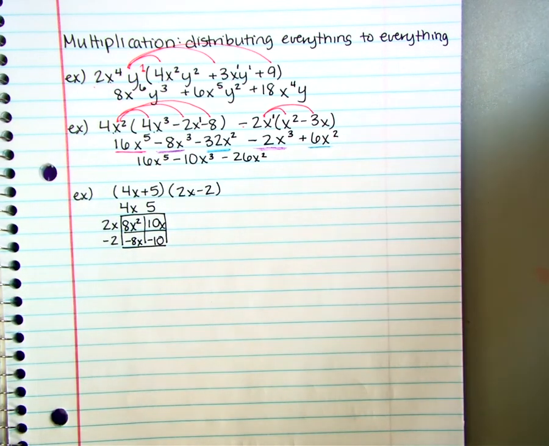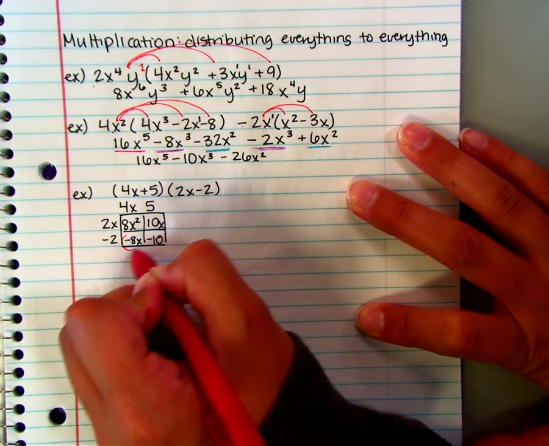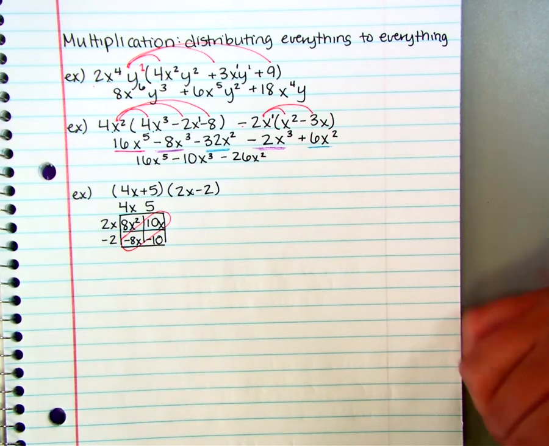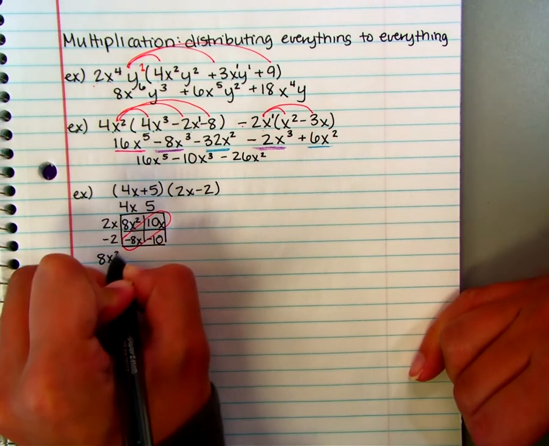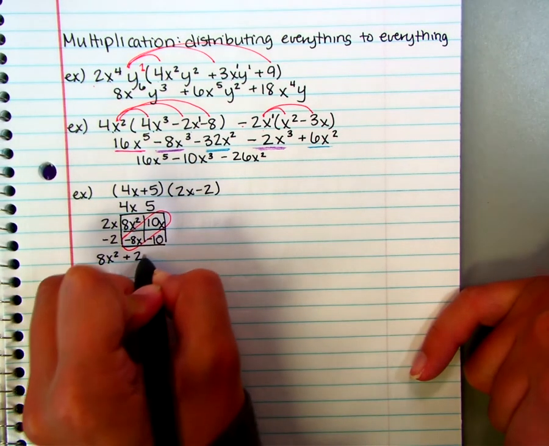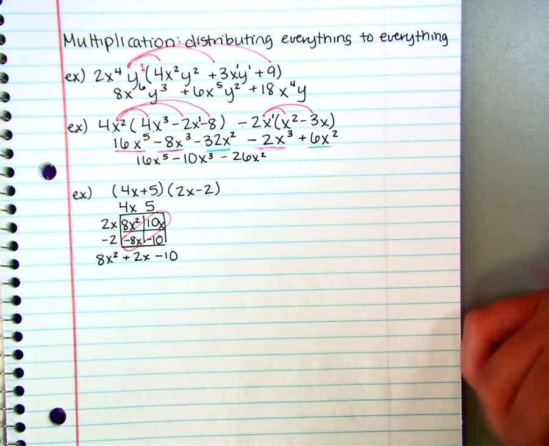And what's really cool about this box method is that if you have like terms, they'll be diagonal from each other. And so then when you write it out, all you have to do is remember to combine that diagonal. So 10x minus 8x is a 2x. And we'll bring down everything else. Already in descending order. Pretty cool.